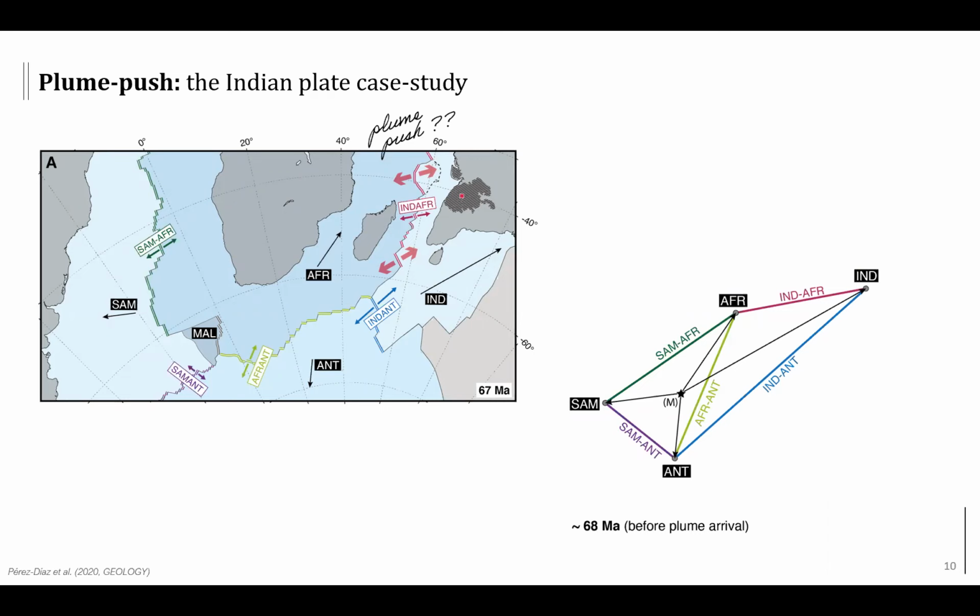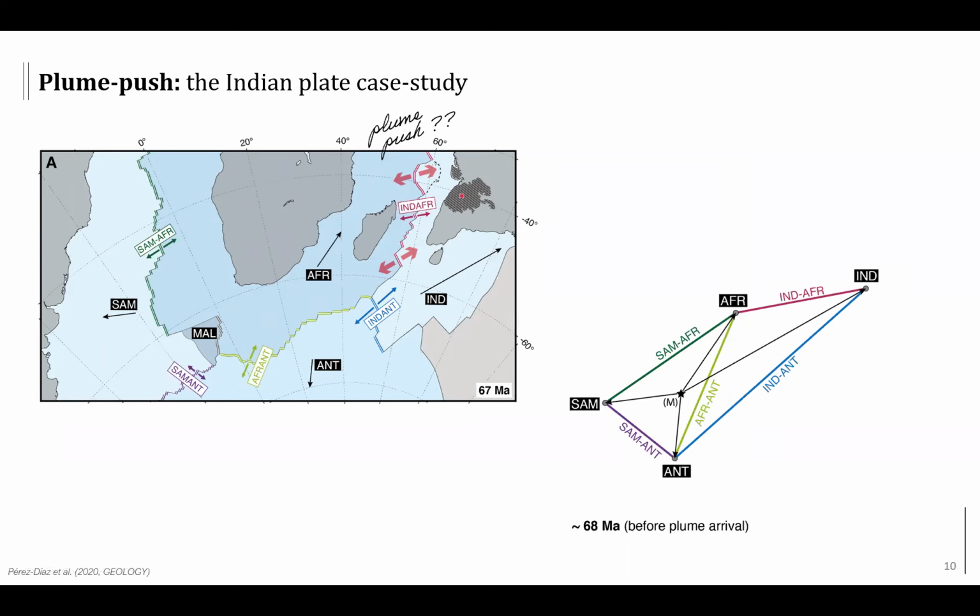So the diagram there on your right is a velocity triangle. If you've never seen one before, the length of the lines tells you something about the speed of plate motion. So the longer the line, the faster the spreading rate between the two plates connected by the line. And then the direction of the line tells you about the direction that the plates are moving.